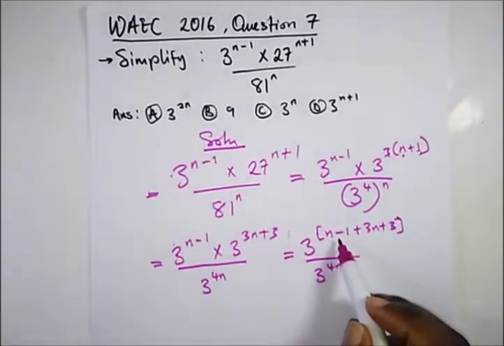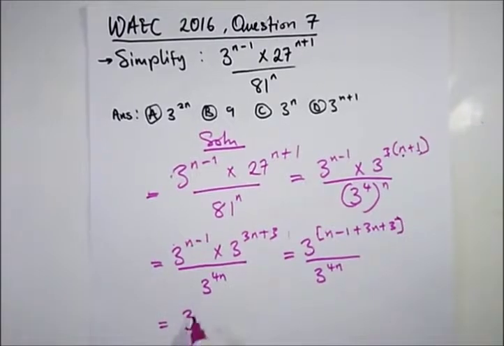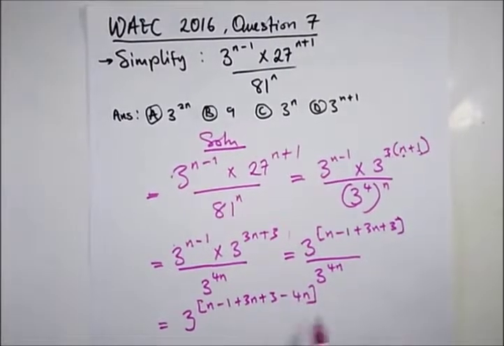So let's take this up. We have 3 raised to the power n minus 1 plus 3n plus 3 minus 4n. Okay, so this is our simplification here.